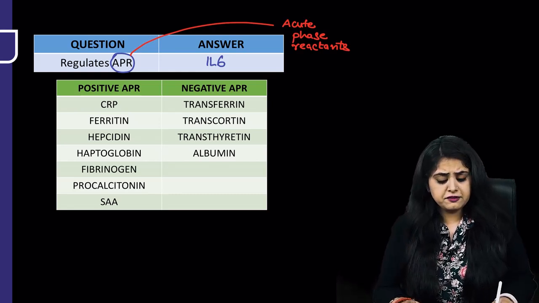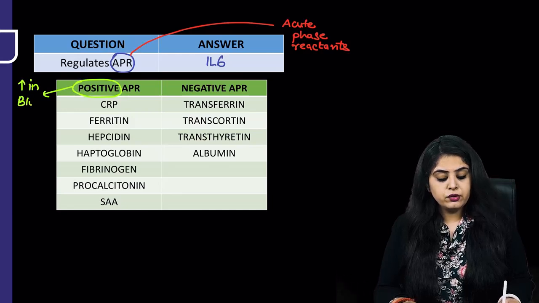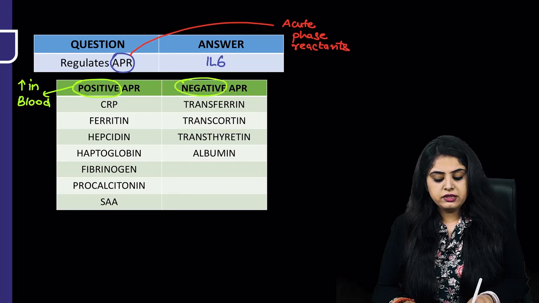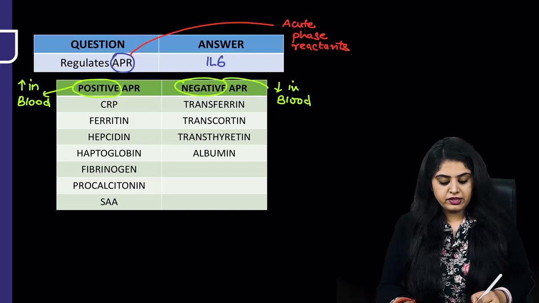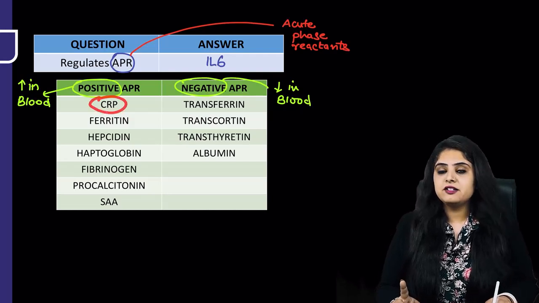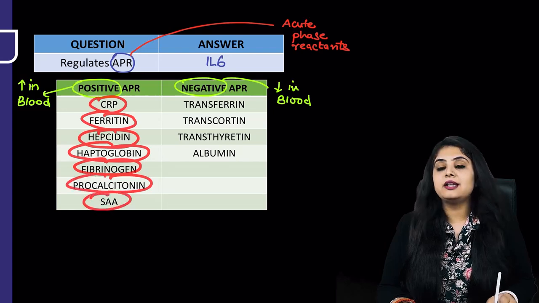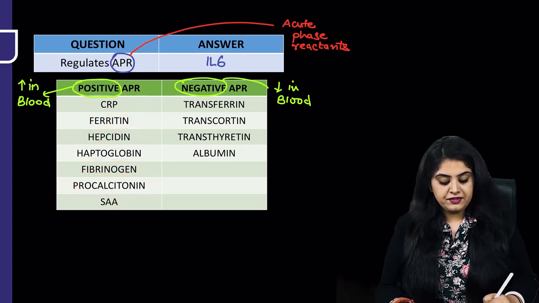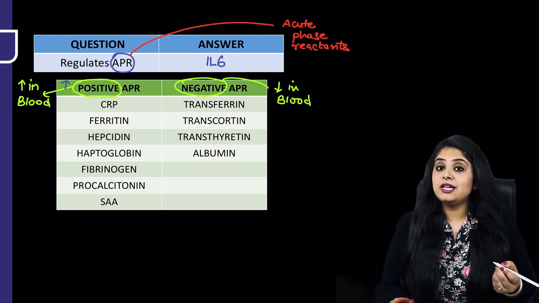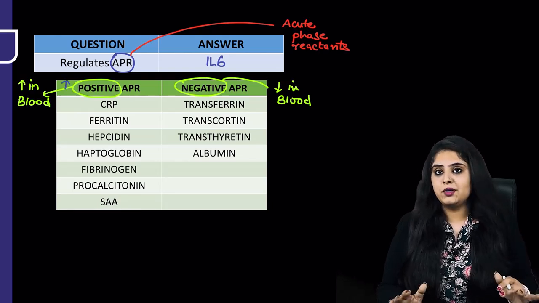So whenever someone has fever, all the things that are going to increase in the blood are going to be positive APR, and all the things that are going to decrease in the blood are going to be known as negative APR. So for example, we remember C-reactive protein was increasing, ferritin was increasing, hepcidin, haptoglobin, fibrinogen, procalcitonin and SAA. All of these are what? They will be known as positive APR, so they increase in the blood. Very long list, I cannot remember.